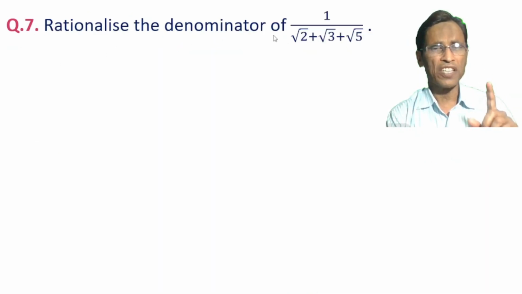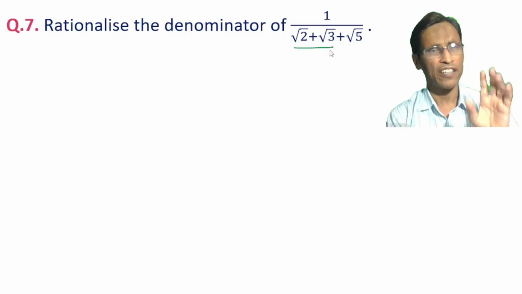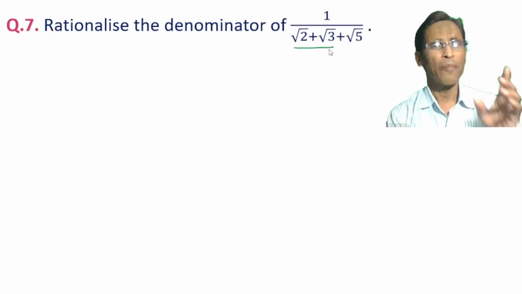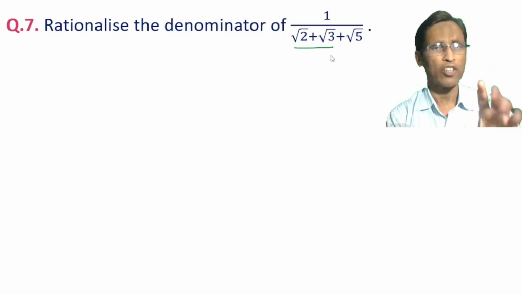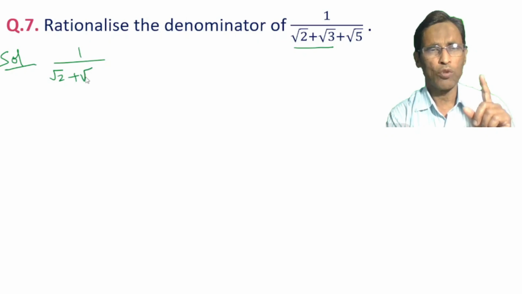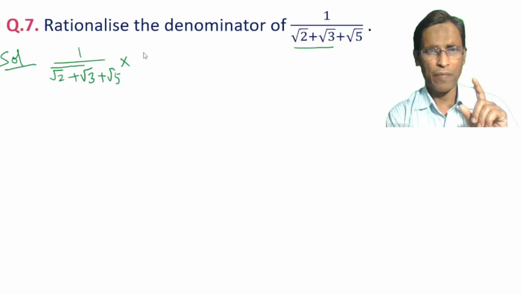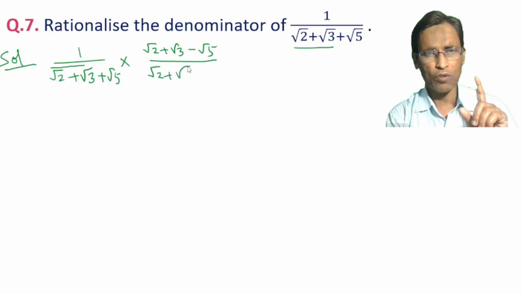Rationalize the denominator of 1 by root 2 plus root 3 plus root 5. Clearly, the denominator of this fraction is a trinomial irrational. Therefore, we shall rationalize this by assuming the first two terms as a single term, and then we will proceed by taking it as a binomial denominator. 1 by root 2 plus root 3 plus root 5.